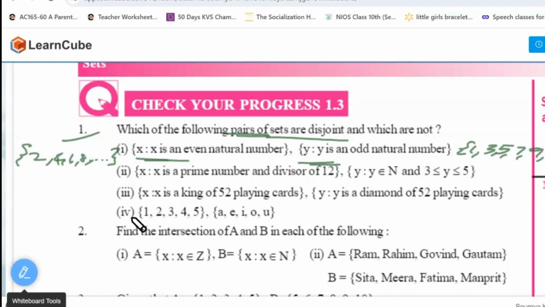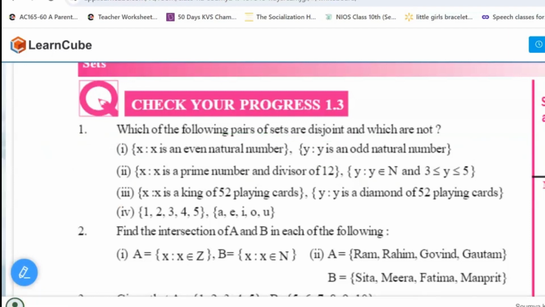If you see here, all are even elements and here all are odd elements. They are not going to have a common element. So we can say it is a disjoint set. The first one is a disjoint set. Let's mention it as disjoint, D.